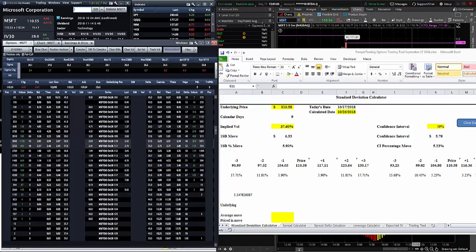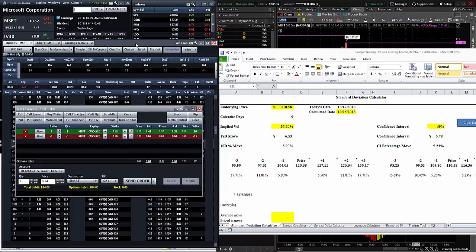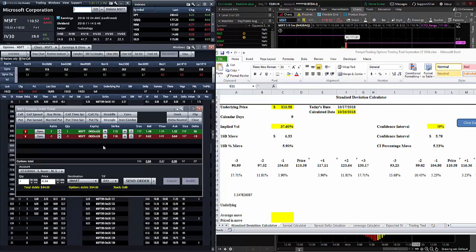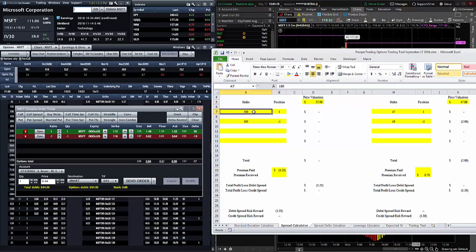So if we do something like a 113, 116 call spread, that's trading for 87 cents. 84, 90 is our bid ask on that one. The 116 is trading for, let's just say, 88 cents. Come on, don't start running on me here. That is 2.4 to 1.